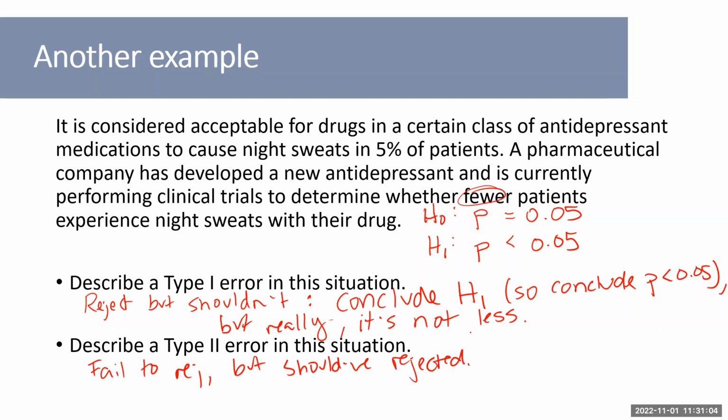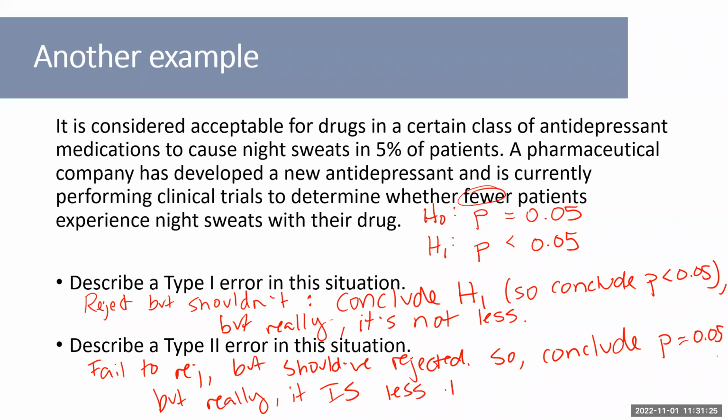Okay, and in this case, fail to reject means they're going to leave it alone. They're not going to throw it out. They're going to conclude that it is still 5% because they didn't throw it out. But really, it is less than 5%. Okay. So when you fail to reject, you don't overturn your null. If you reject, you're going to conclude your alternative.